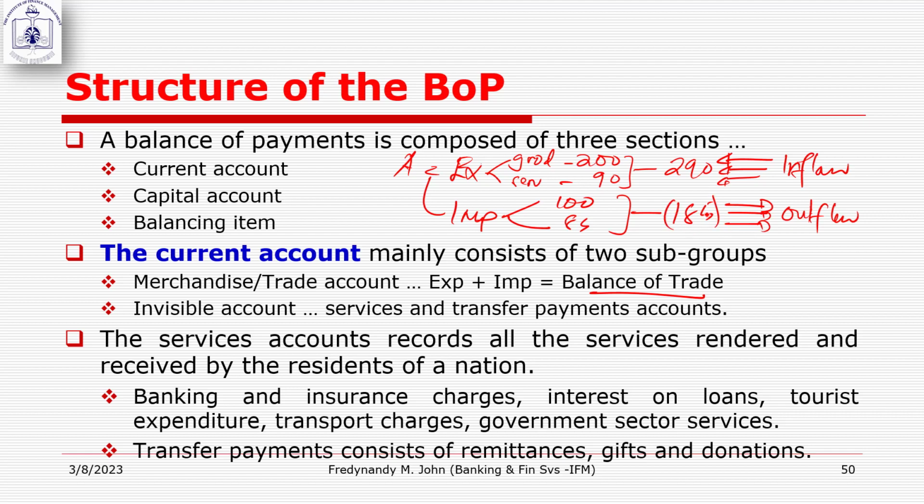Let's put brackets. Now, to get the balance of trade, you have to take the value for exports, which is 290, plus the value for imports, which is 185. Now, if you do the math here, you'll get the answer.